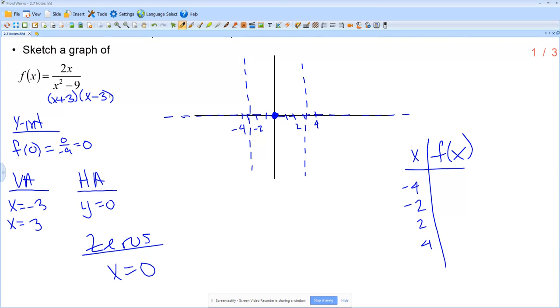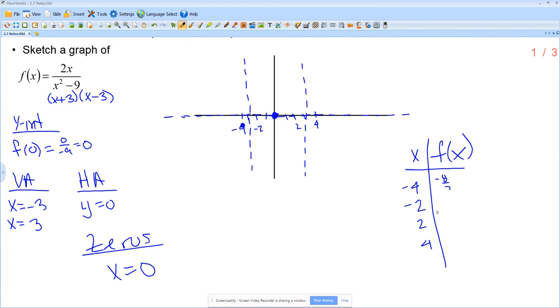Substituting -4 into this, I get -8 over -4 squared is 16 minus 9 is 7, so -8/7. Now, I don't actually care where -8/7 is, it's a little bit more than 1, cool. But what really is important is just that it's below this asymptote, so it's somewhere down here. Sorry, 4, I covered you up.